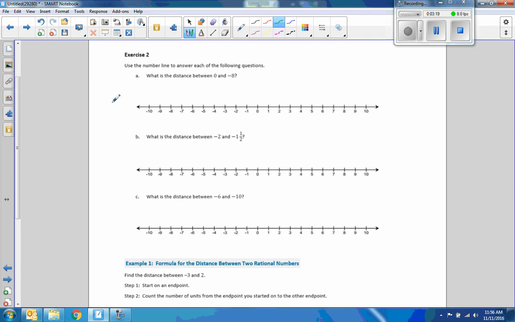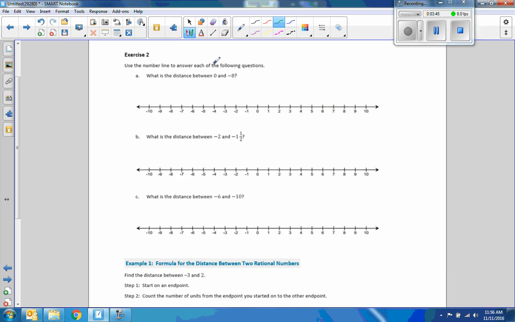So now we're going to do exercise 2. Students now work independently using the formula to find the distance between each of the two given endpoints. You should verify your answer by using a number line model. So pause the video, do exercises A, B, and C. When you're done, unpause the video.